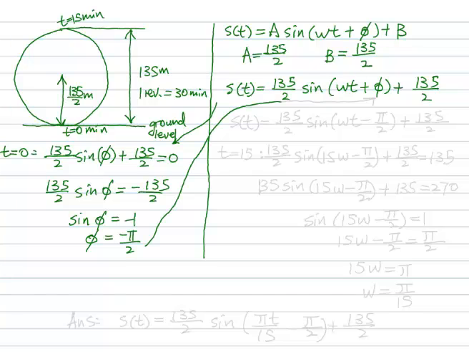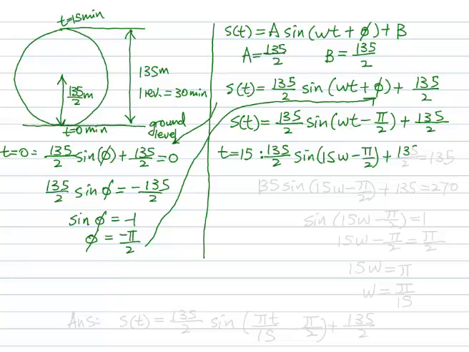We substitute it back into the equation we have. We get S of t equals 135 over 2 times sine of omega t minus pi over 2 plus 135 over 2. Now we consider the highest point. We still have to solve for omega. When t equals 15, it will be at the highest point of the Ferris wheel, which is 135 meters from the ground. We have 135 over 2 sine of 15 omega minus pi halves plus 135 over 2 equals 135.